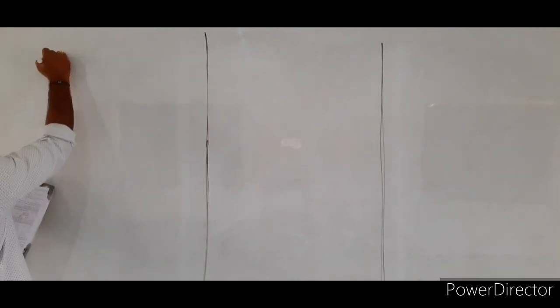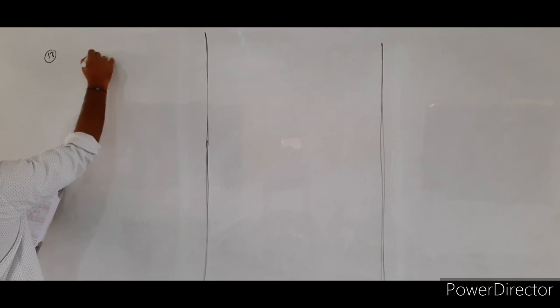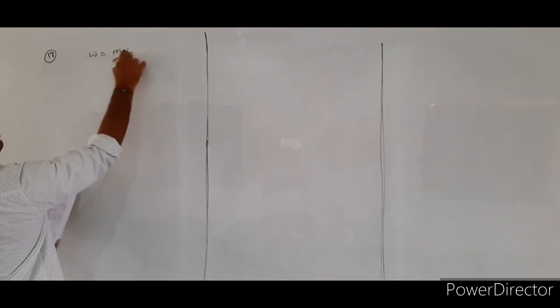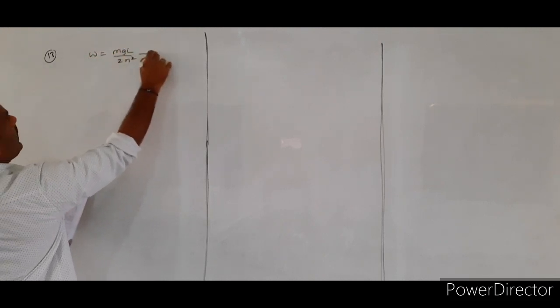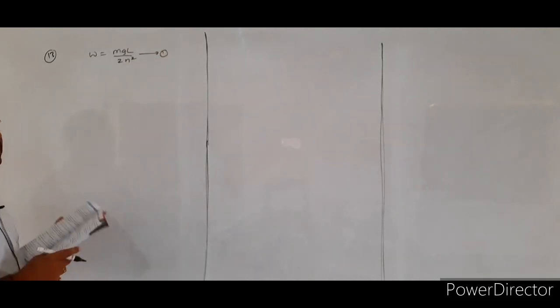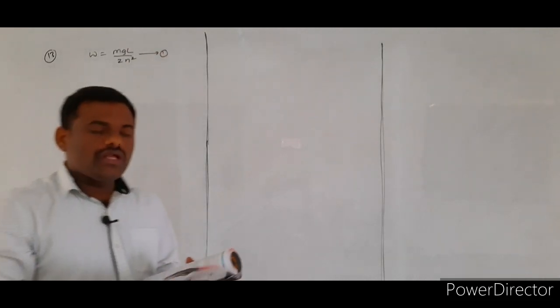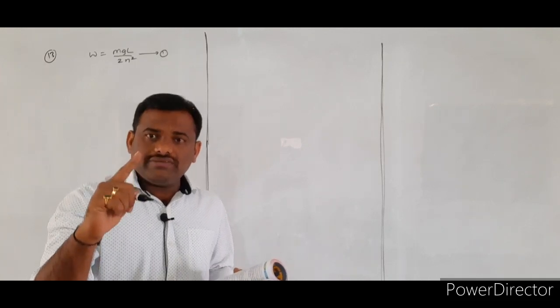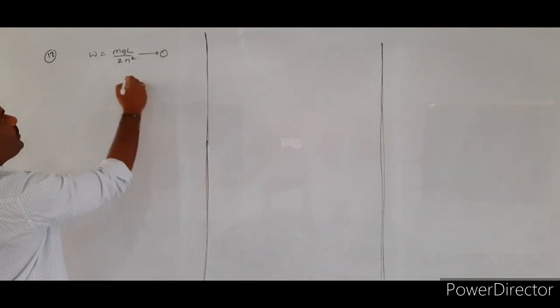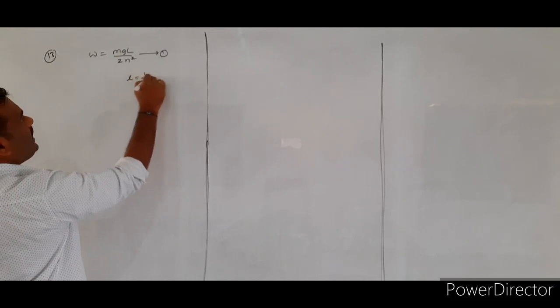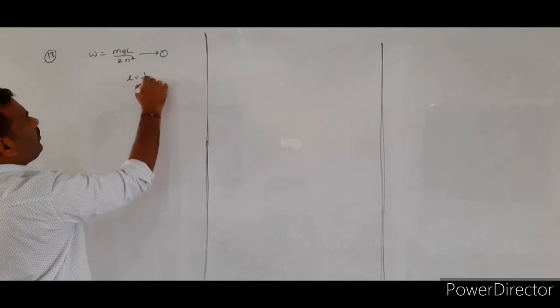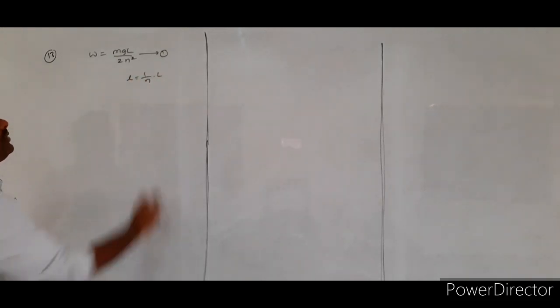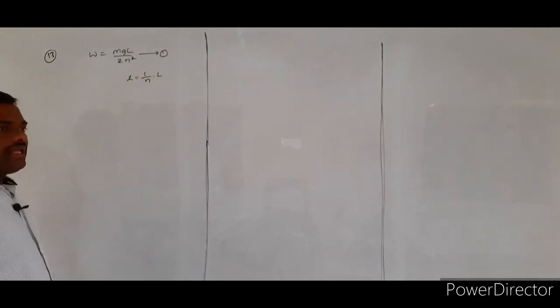Problem number 13. There you wrote the formula: work done to pull the chain onto the table is given by W = mgL/(2n²). How do we get n? There you told that 1/n th part of the chain will be hanging, so the hanging part of the chain length is l = (1/n) × L.